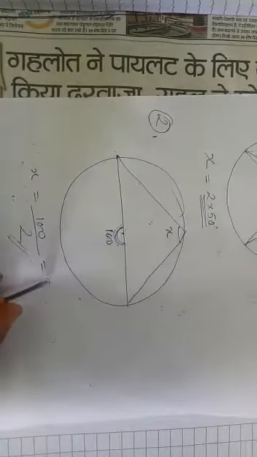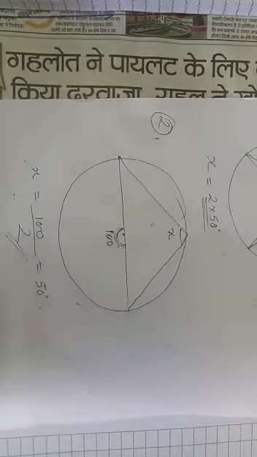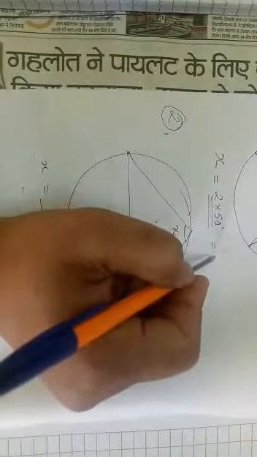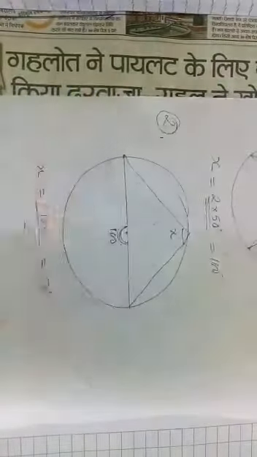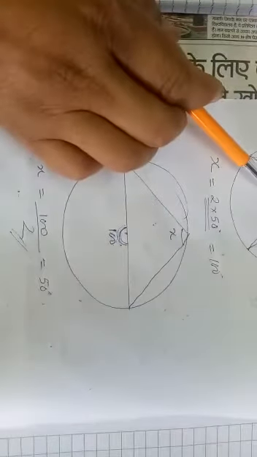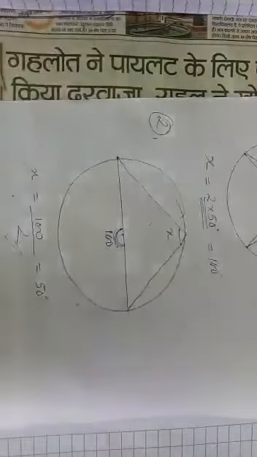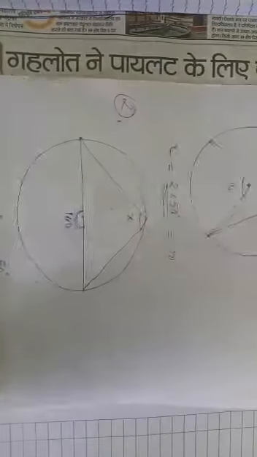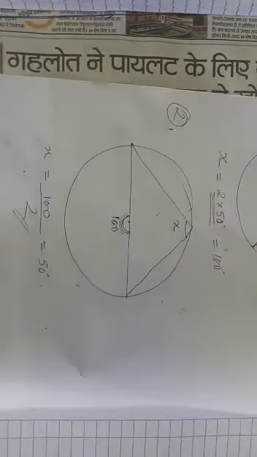If you divide, it will be 50. Is it clear? And if you multiply, it is 100. Just check, it is the same coming. It will come 100, this will come 50. Vice versa theorem. Is it clear to all of you?